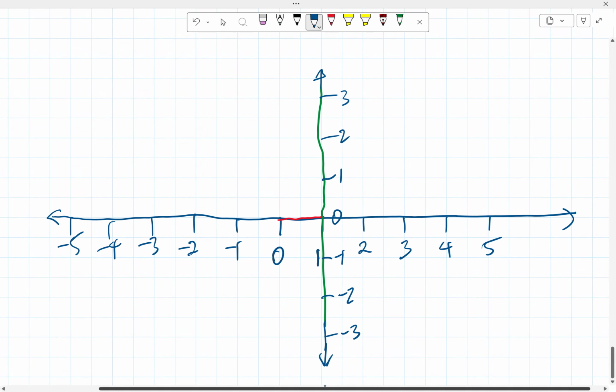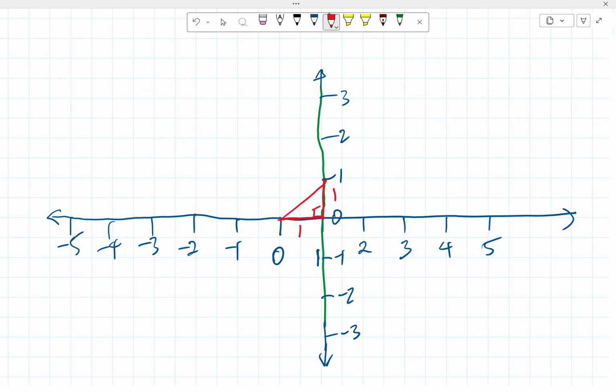Now look at this. You have this 0, 1, that's 1 unit. You have another 0, 1 here, which is another 1 unit. So if you join this up, this is a right angle clearly. Using Pythagoras theorem now, if we call this line x, that's going to be x squared equals 1 squared.